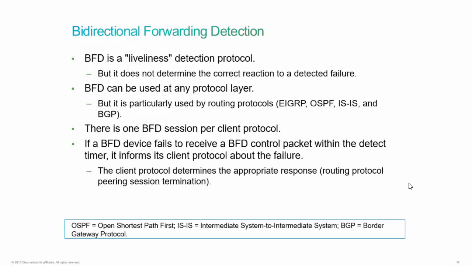So the routing protocol peering session termination, for example, would all be handled by the routing protocol itself. BFD really doesn't get involved in this. It just simply replies back and says, hey, we've had a failure here. So BFD creates a control packet. These packets get sent at 1 second intervals, and that happens until the BFD session establishes.